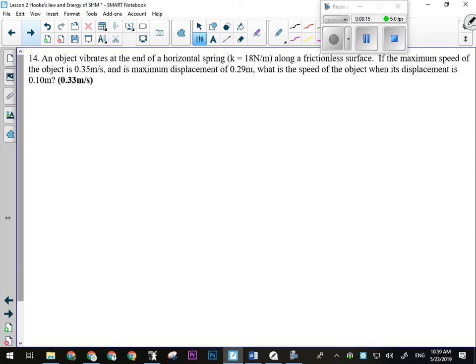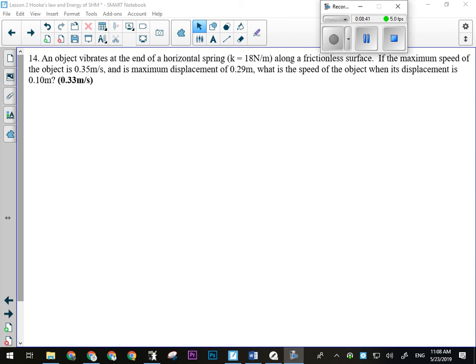Okay, this one's a little more involved. It's actually a two-step problem, so give that one a try. We've got a horizontal spring, frictionless surface. We know the maximum speed and the maximum displacement, but we're looking for the speed of the object when its displacement is 0.1 meters. So you're going to have to do one calculation to find something you need to do the second part. I'll give you a little bit of time on that one. That one will make you think.